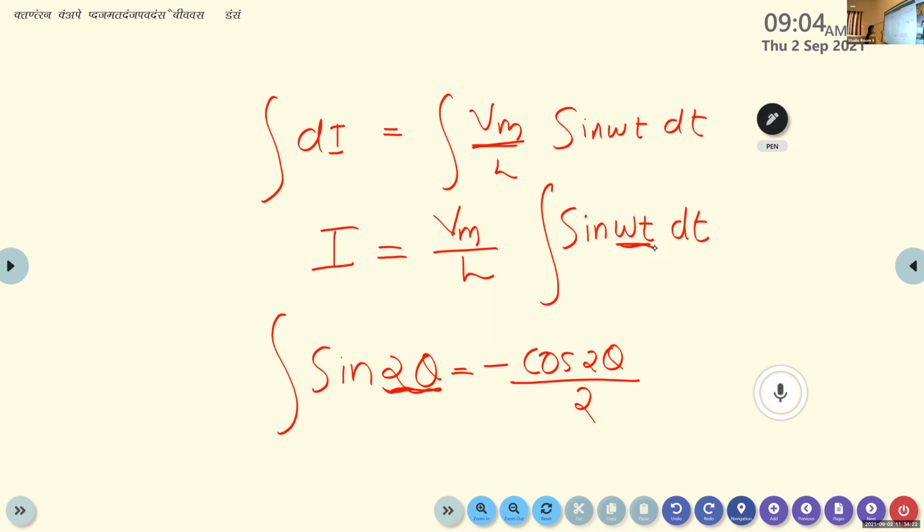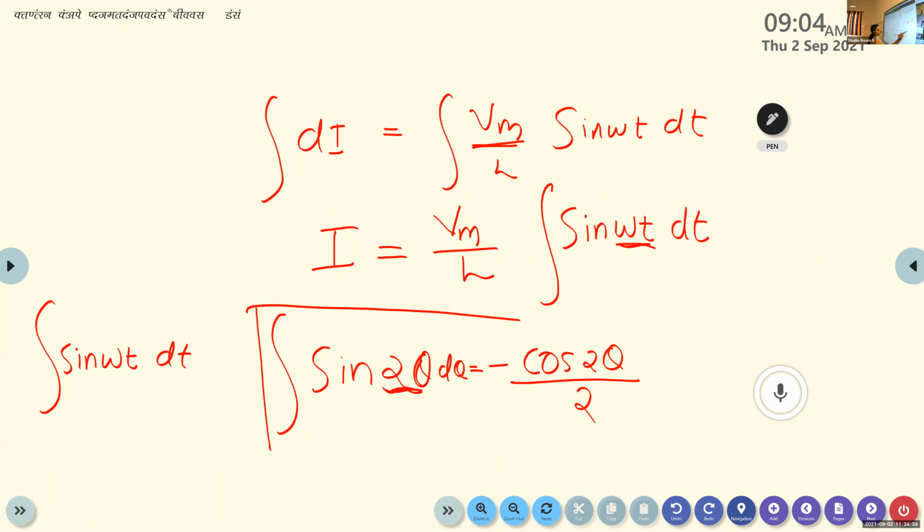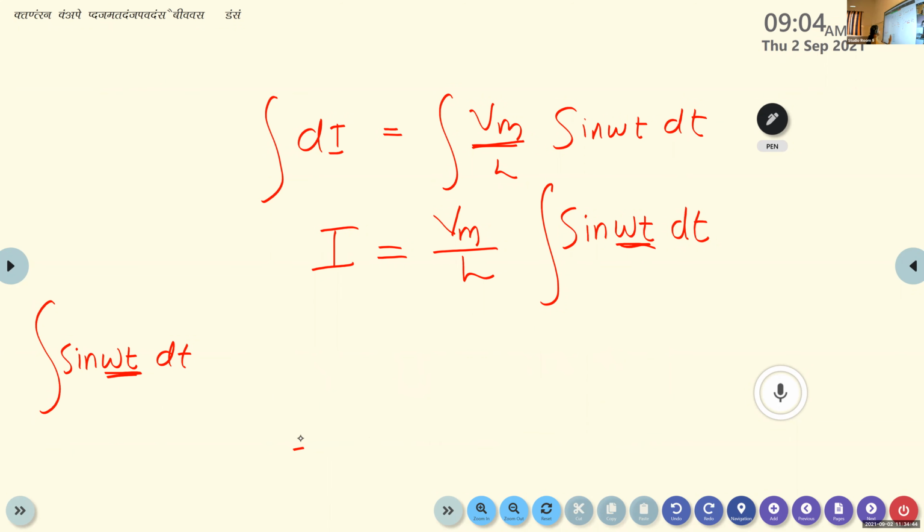So what is integral sin ωt dt? Integral sin 2θ dθ is equal to minus cos 2θ by 2. This is the general expression. Similarly, here we have, instead of 2θ, ωt dt. So what is the value of integral sin ωt dt?